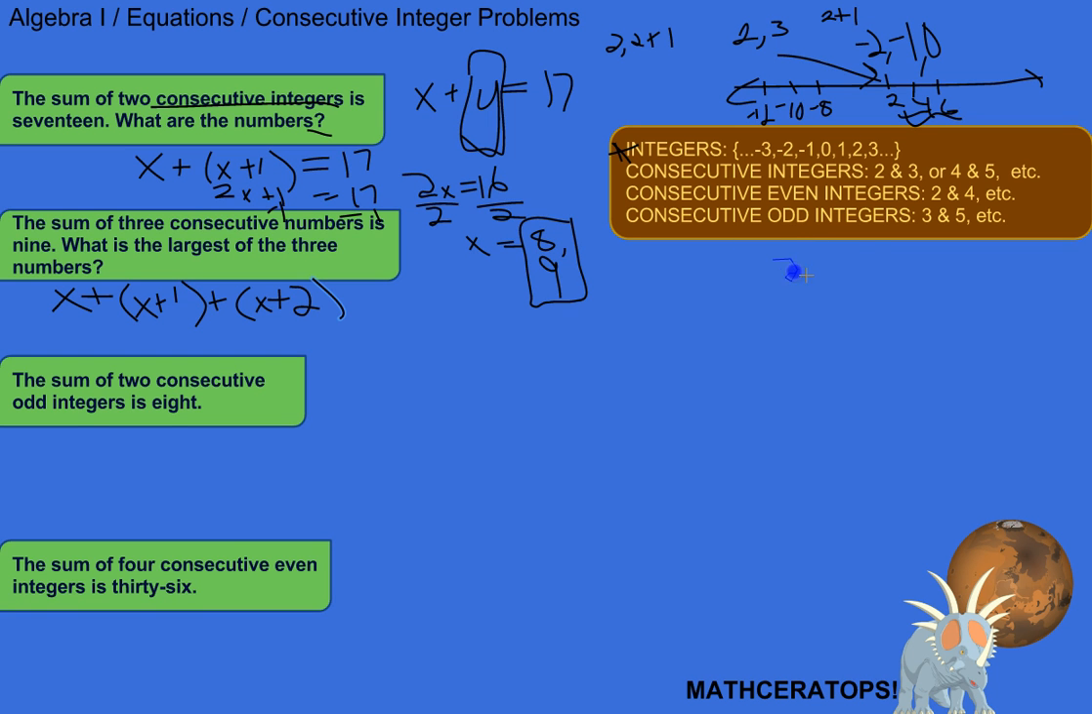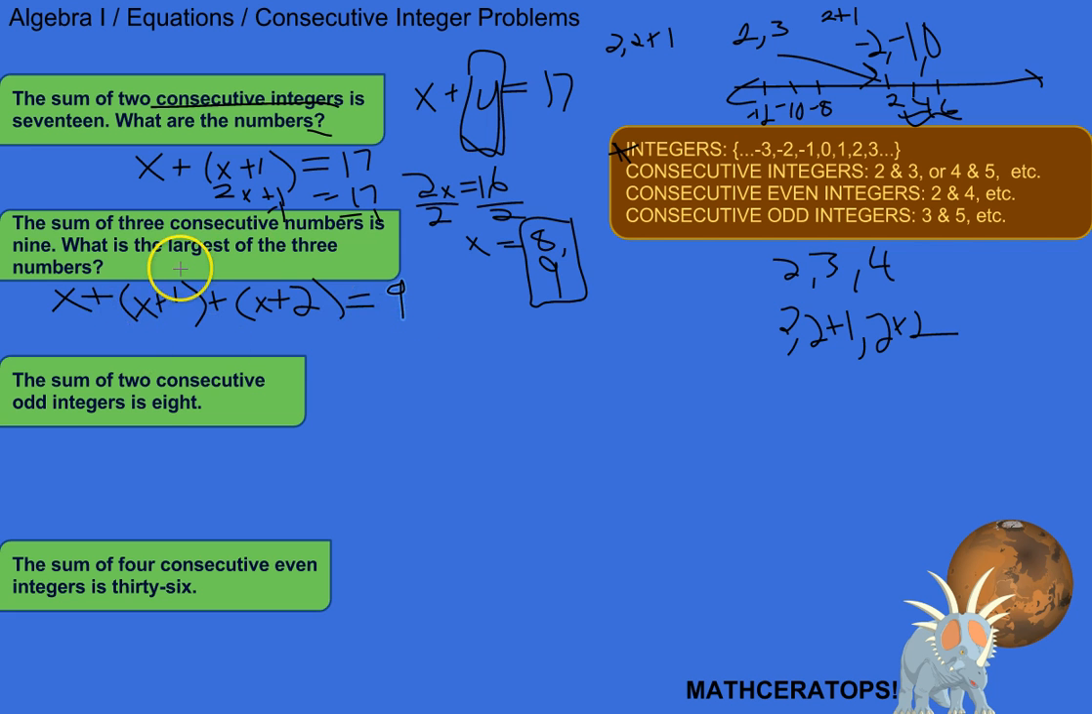If you think of it as 2, 3, and 4. 2, 3, and 4 are 3 consecutive integers. But let's say we wanted to write this all in terms of 2. So we've got 2 and 2 plus 1 and 2 plus 2. Yeah? So that's what's happening here. So x plus x plus 1 plus x plus 2 is 9.